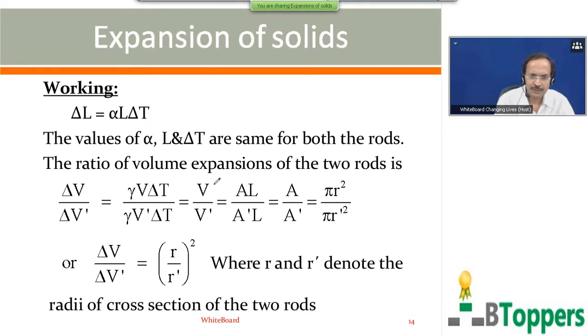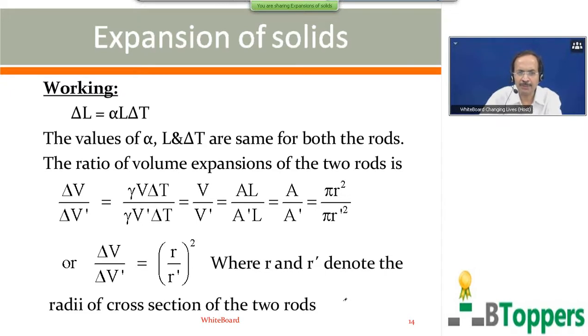So the ratio of the volume expansions is the same as the ratio of the original volumes. Original volume of the first rod equals A into L. Original volume of the second rod is A dash into L. A is the original area of cross section of the first rod, A dash is the original area of cross section of the second rod. So A can be written as pi into small r square, A dash equals pi into small r dash square. So delta V by delta V dash equals (r by r dash) whole square, where small r and r dash denote the radii of cross sections of the two rods. Those who want to copy the notes can take a pause and copy the notes now.